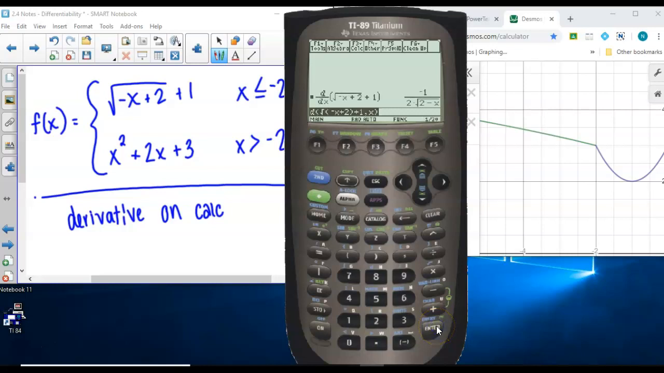That's a whole lot quicker than the limit definition of a derivative, especially for these harder ones. So I'll take the derivative. But there's an even better feature here. So you got to type in the equation, you put comma x, and then you close your parentheses.